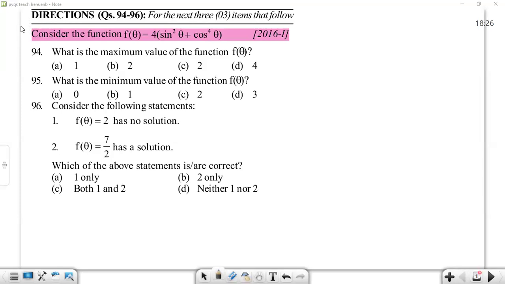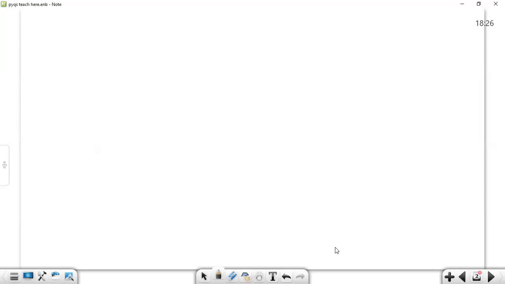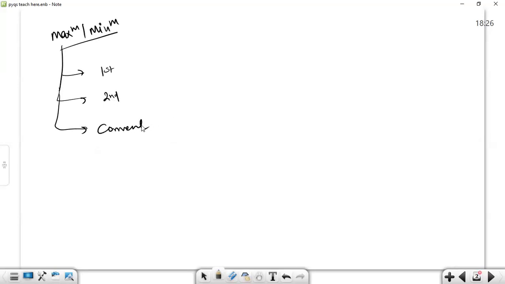So first of all, let's discuss one important concept before starting: whenever we have to find the maximum or the minimum value of a function, how many ways are there? Yes, there are three. The first derivative method, the second derivative method, and the conventional method, which we can use for simple trigonometric functions and some known algebraic functions also.